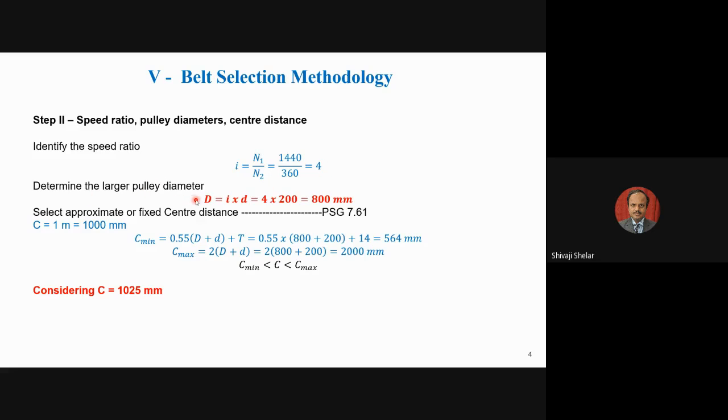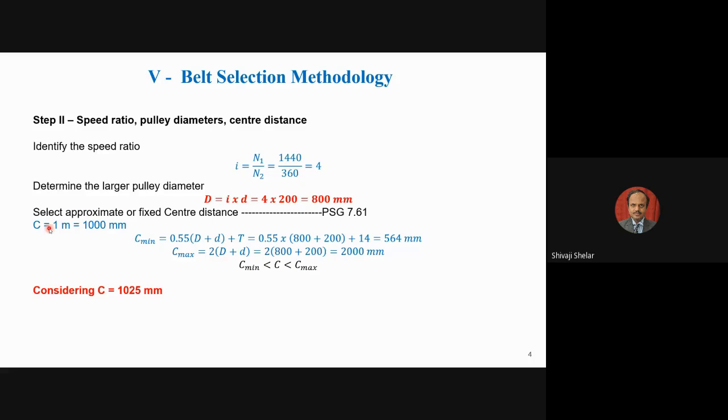So determining the larger pulley diameter, because the smaller pulley diameter is based on the earlier relation. Larger pulley diameter, capital D, is equal to i into d. So i here is 4, the speed reduction. So the larger pulley diameter will be increased by 4 times here. So 200 into 4, it will be 800 mm. So this is the larger pulley diameter. Smaller pulley diameter, small d, is equal to 200 mm, which is taken from the table value.